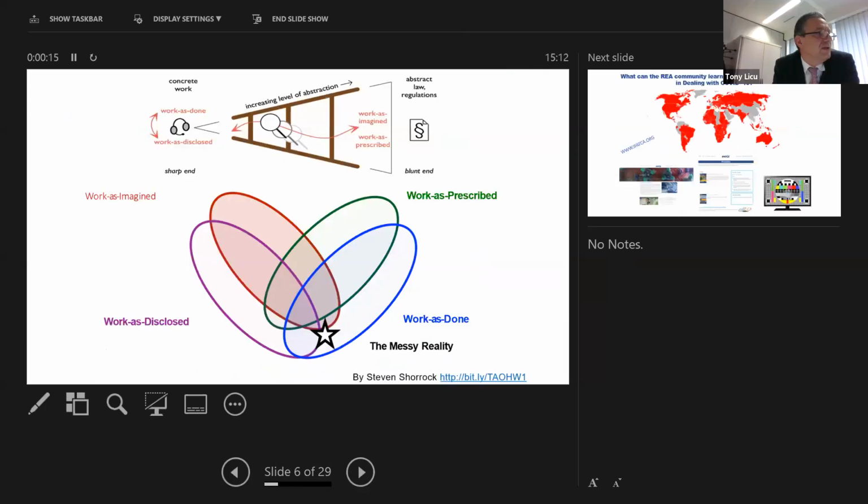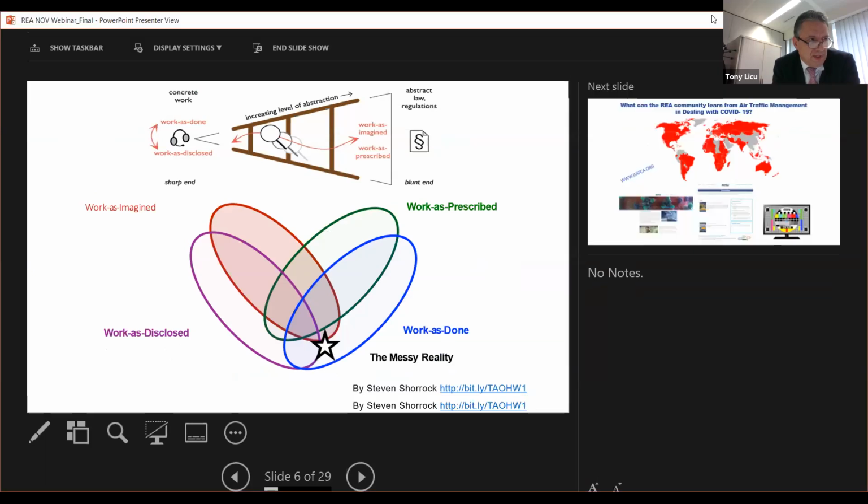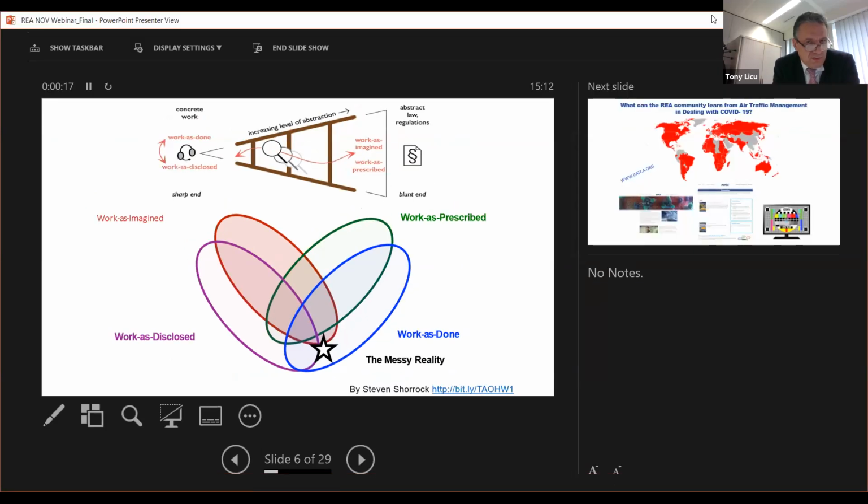Okay, so those were the things I wanted to talk about, but I think I already made that point. Anyway, with or without COVID, the complexity of the aviation system is very big. And I put this slide, which is borrowed from my colleague and friend Steve Shorrock. He has this very good representation of the differences between work as imagined and work as done, but with other large variations.